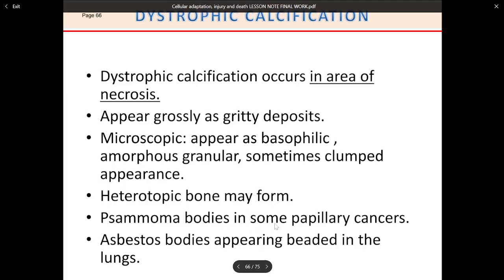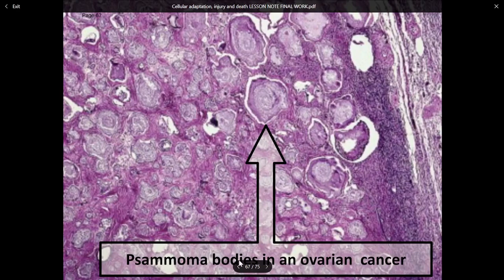Psammoma bodies in some papillary cancers are an example of dystrophic calcification. Asbestos bodies appear beaded in the lungs. So the psammoma bodies in an ovarian cancer are an indication of dystrophic calcification. That's abnormal deposition of calcium salt within the tissue.